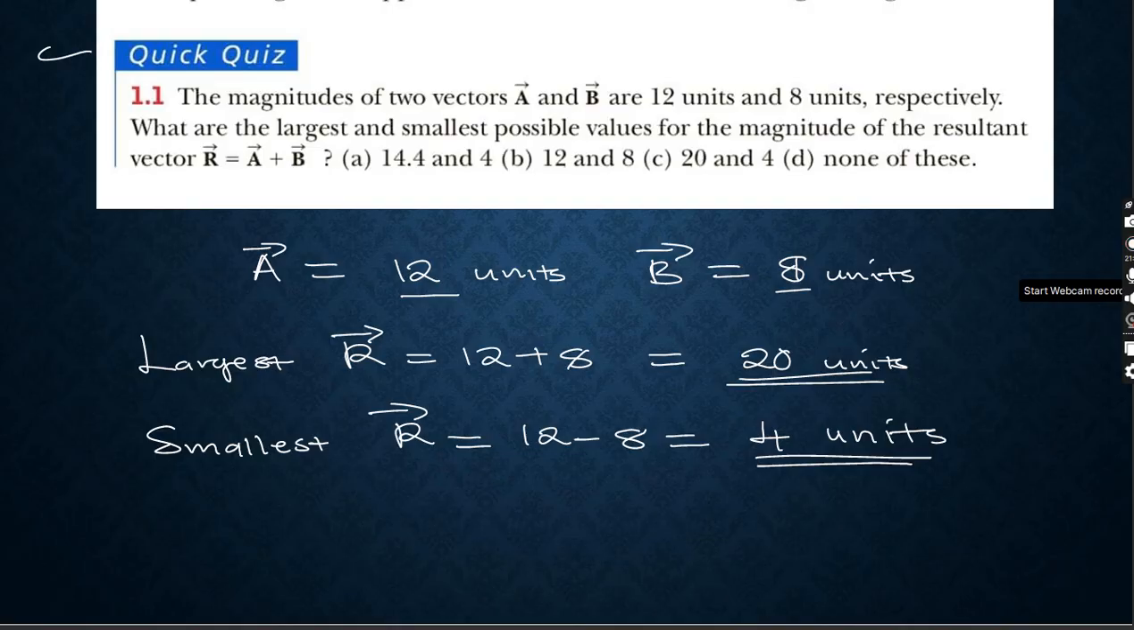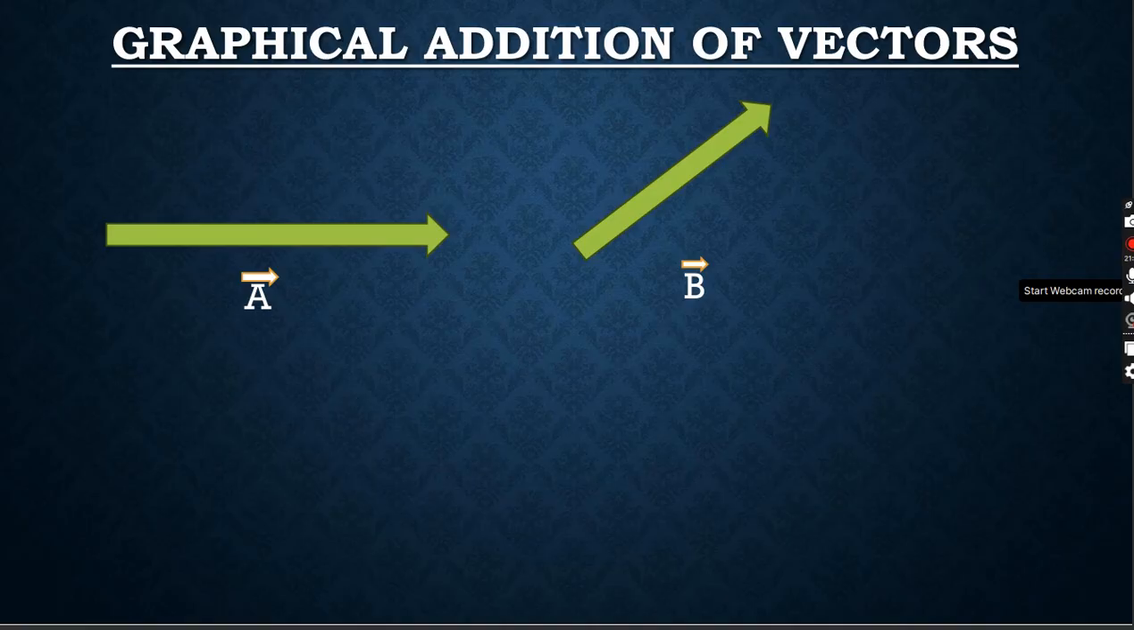Okay, so let me check if there is still another question there. Alright, so on addition of vectors using the graphical method, how do we add vectors? Take note of this. We add vectors from head to tail. This is how we add vectors. From where the first vector is going to end, that is where the other vector is going to start.